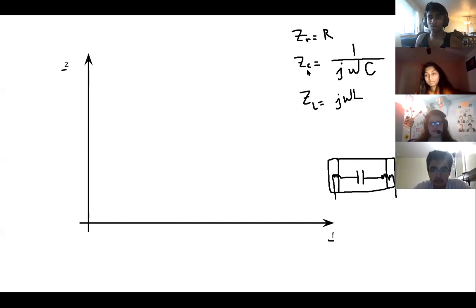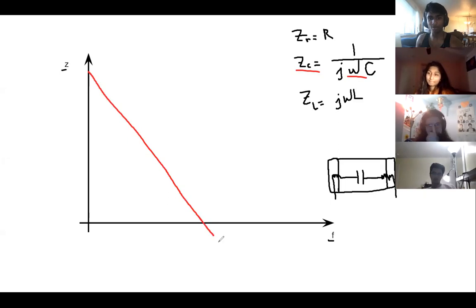What can you tell me about the proportionality between impedance and frequency for a capacitor? Are they directly proportional or inversely proportional? Inversely. Yes, they're inversely proportional. So if the frequency is increasing, how is this Z going to go? Is it going to go up or down? Down. Yes. Perfect. So I'm just going to draw this. So this is the capacitor part of our capacitor. Eventually, depending on this inductor value, the inductance is going to pick up somewhere.